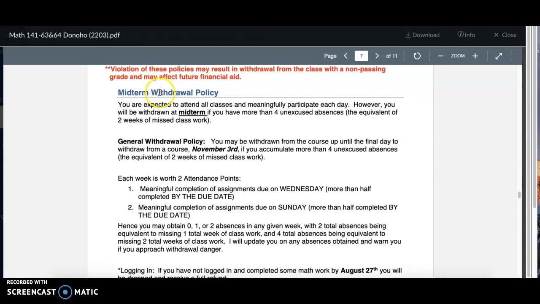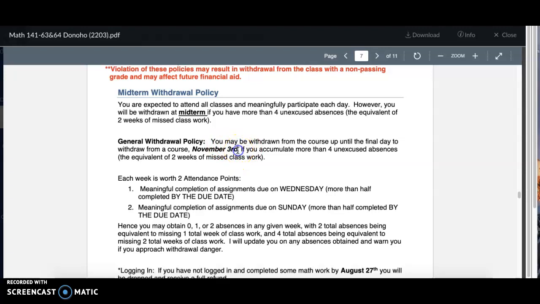As far as the midterm withdrawal policy, you are expected to attend. It says attend all classes and meaningfully participate each day. Okay, well, in online classes, what does that mean? All over the campus, what that means is basically if you have more than 4 unexcused absences, or whatever equates to missing 2 weeks of class, you can be withdrawn at any point in the course and definitely at midterm.